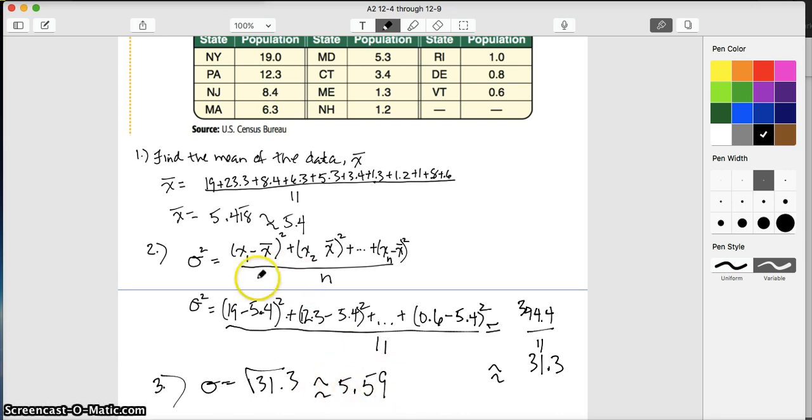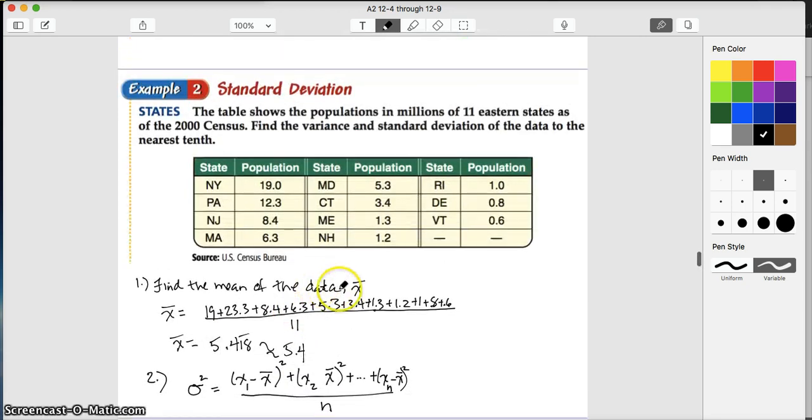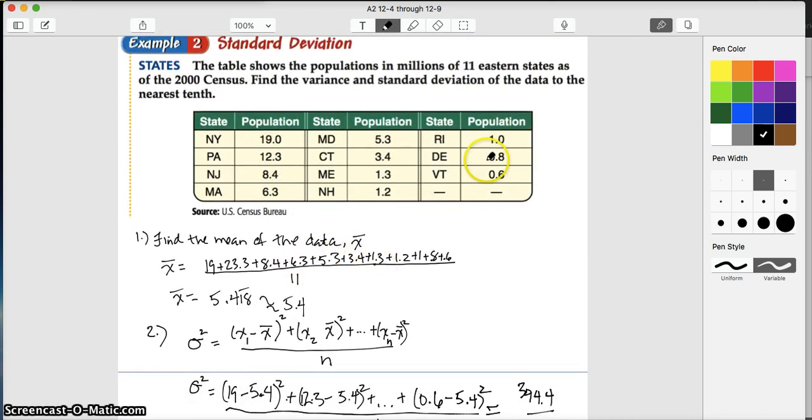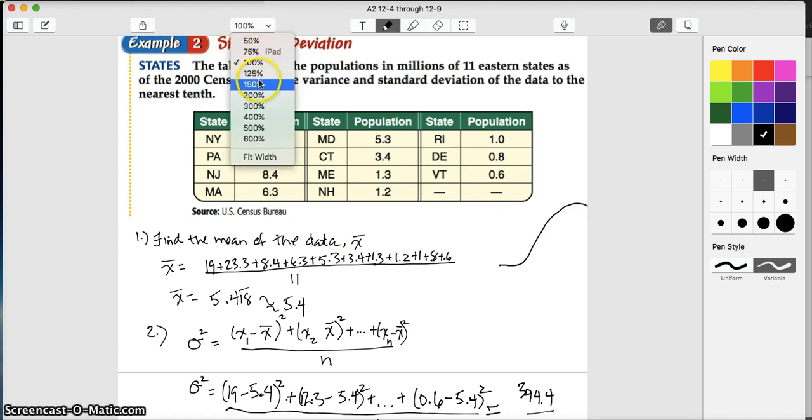That's going to be approximately 5.59. And how does this all work out? What does this have to do with anything? Which is a great question. What the standard deviation does is give us, that's not going to work because I don't have the space. Let me try again. Let me zoom in a little bit.